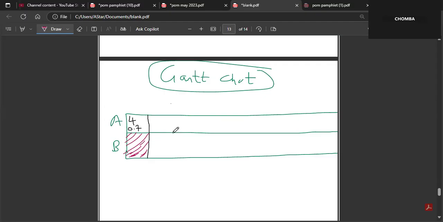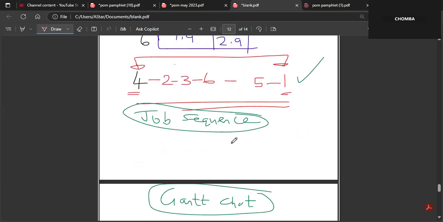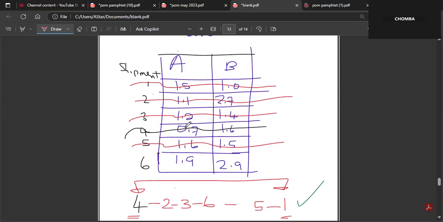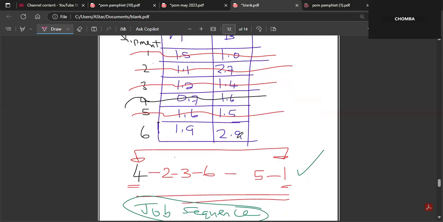Now it has been printed, so they should start binding it here. How many hours is it taking to bind it in B? The same job, 1.6, right? It's taking 1.6 here. Is that okay? Yes. Don't lose me where we are. Be with me. If I lose you, I'll tell you. I'm with you.